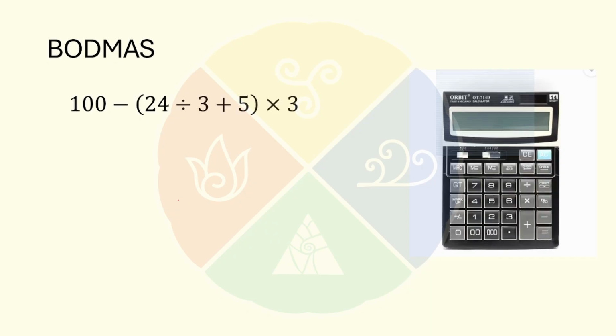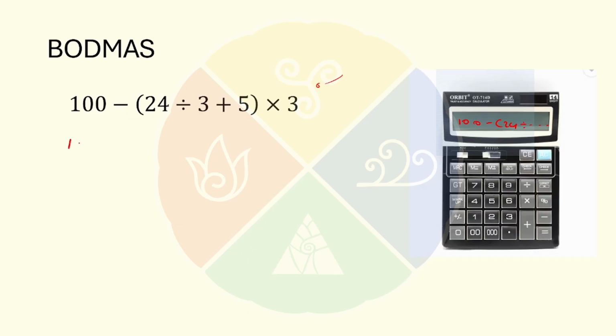The concept of BODMAS comes from the ancient time. Not in the ancient time, even now, with many calculators, you can only enter things in a single line. That basically means if you're entering the same thing, you have to enter it like 100 minus 24 divided by blah blah blah. In some calculators, you can't even find the bracket signs.